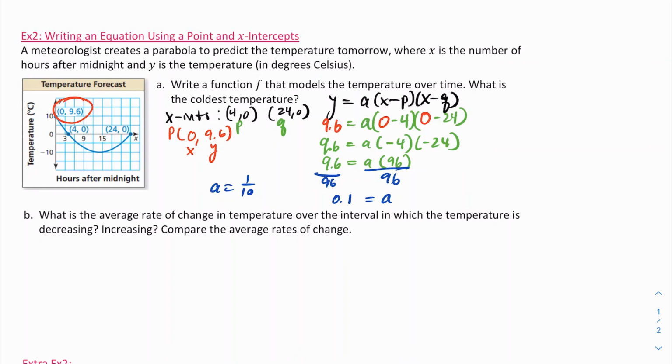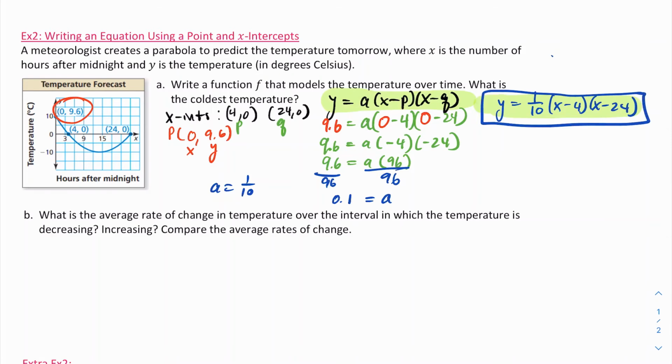So the final equation: if we fill in the two x-intercepts and the a value, I'm going to write 1/10, x minus 4, x minus 24.